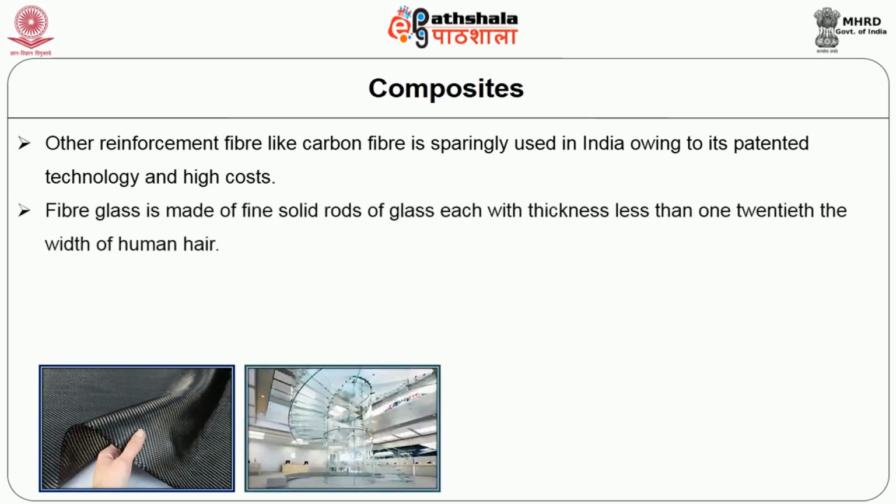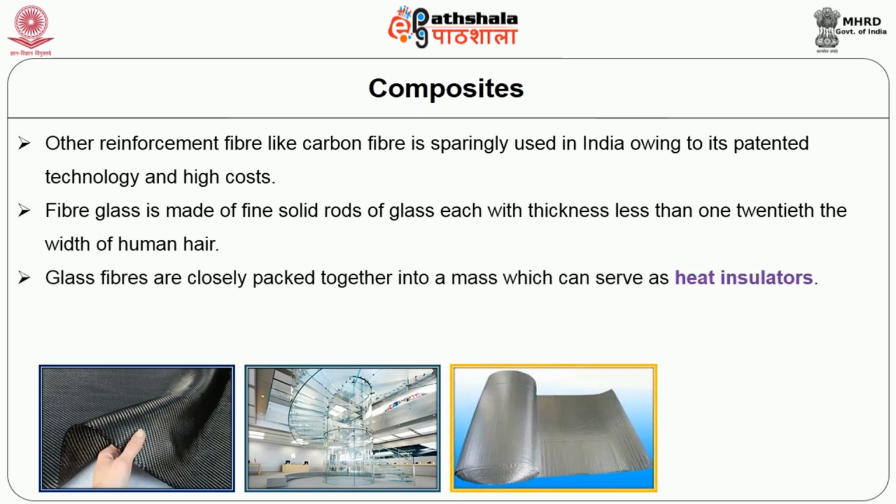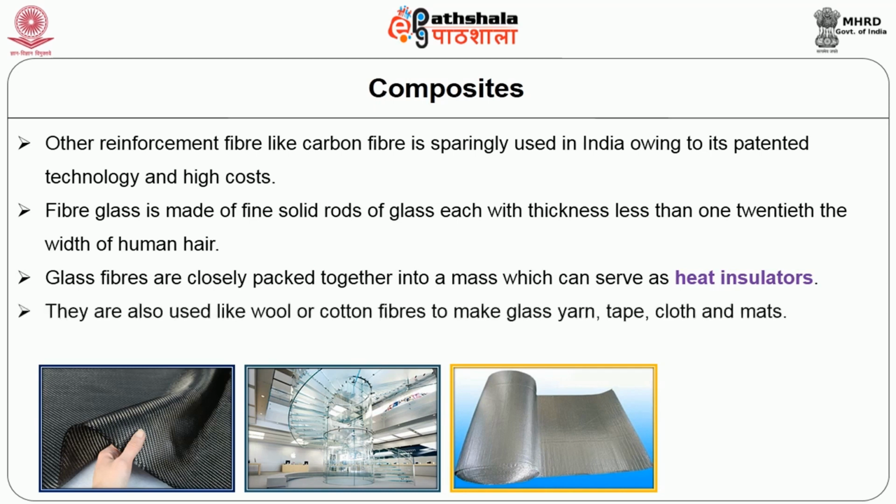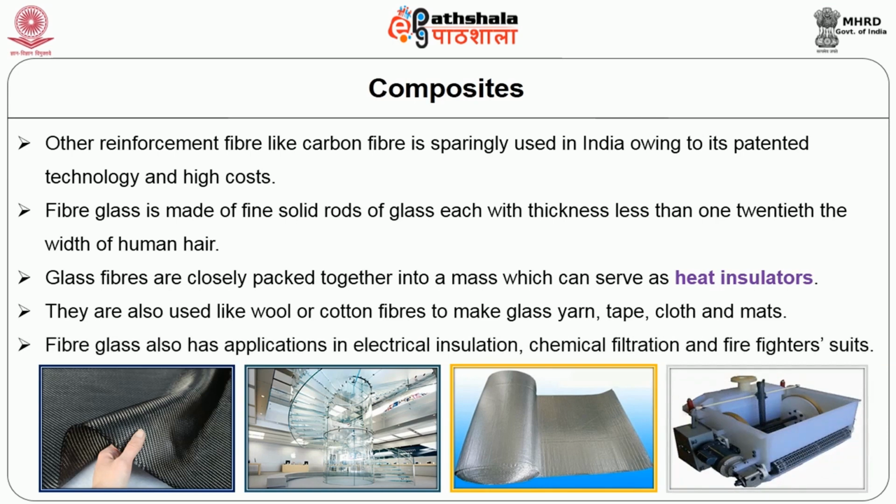Fiberglass is made of fine solid rods of glass, each with thickness less than 1/20th the width of a human hair. Glass fibers are closely packed together into a mass which can serve as heat insulators. They are also used like wool or cotton fibers to make glass yarns, tapes, cloth, and mats. Fiberglass also has applications in electrical insulation, chemical filtration, and firefighting suits.